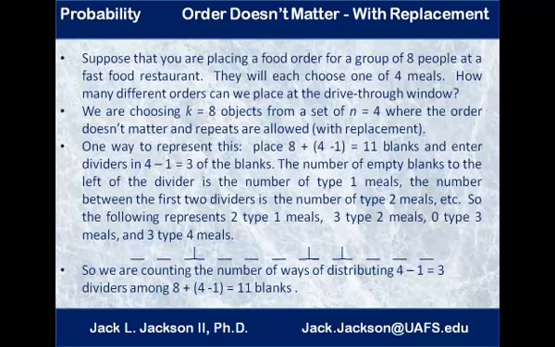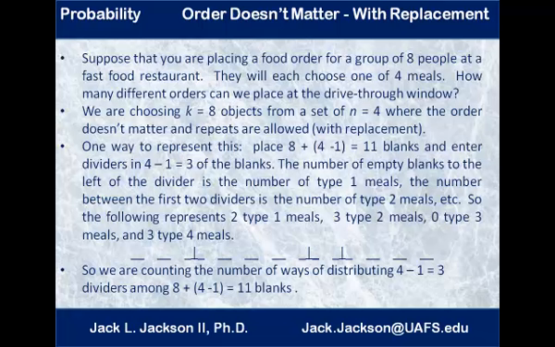So one way to represent this is we want to place a bunch of little blanks down there. And we're going to take a blank for every one of the k objects, the meals that we're selecting. And then we want a divider, and we want n-1 dividers. So n-1 in this case is 3. So we're going to put 8 plus 4 minus 1, or 8 plus 3 is 11. So we're going to put down 11 blanks. And then we're going to place 3 dividers, just 3 little vertical lines, somewhere on these blanks.